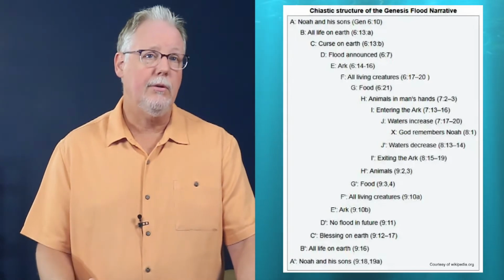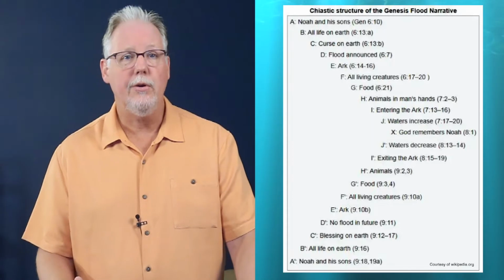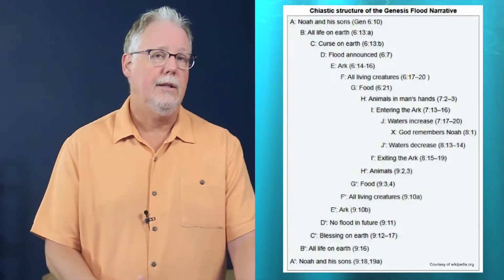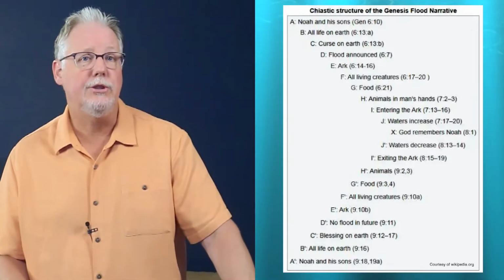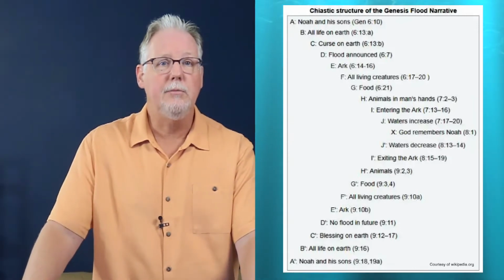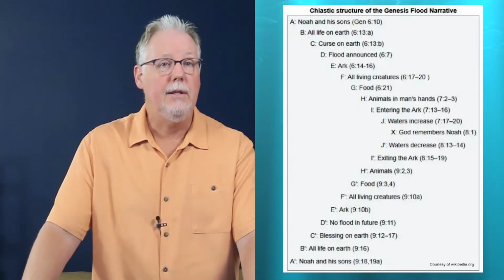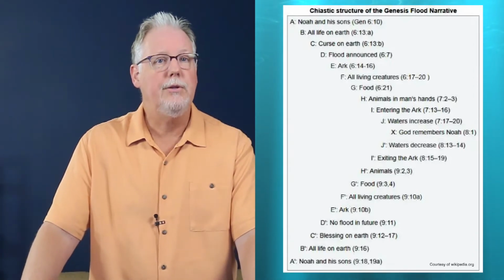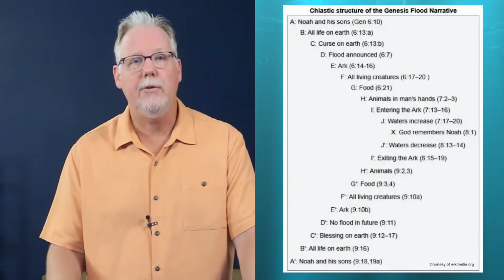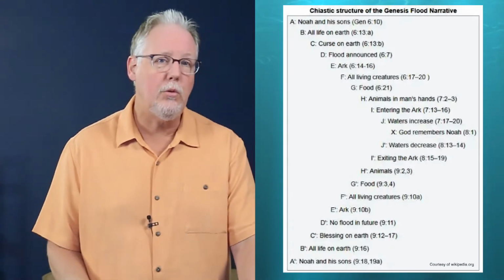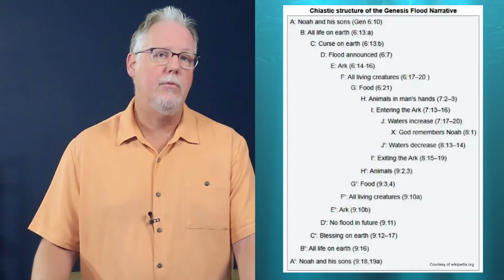And you can see up here on the screen. Letter A, Noah and his sons. Then you have B, all life on the earth. C, the curse on the earth. Letter D, the flood is announced. Letter E, the ark. Letter F, all living creatures. Letter G, the food. Letter H, animals in man's hands. Letter I, entering the ark. And then letter J, waters increase. But notice right in the center, God remembers Noah, chapter 8, verse 1. This is the main point of the story, that God is remembering Noah. And in remembering Noah, he's remembering humanity.